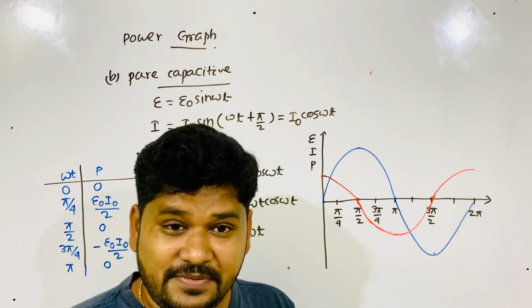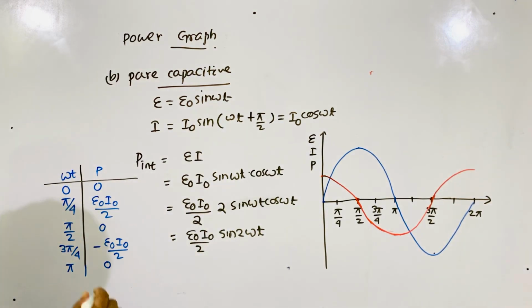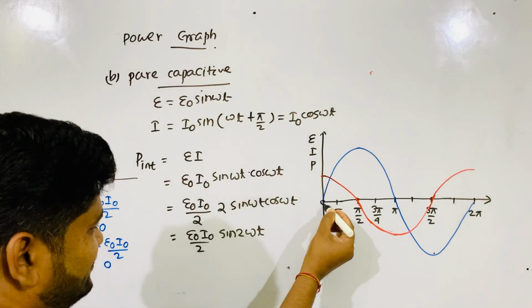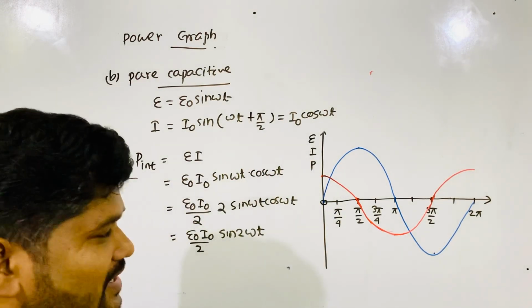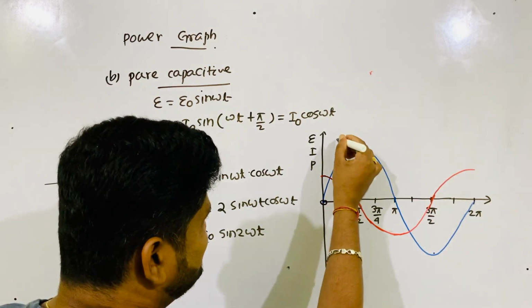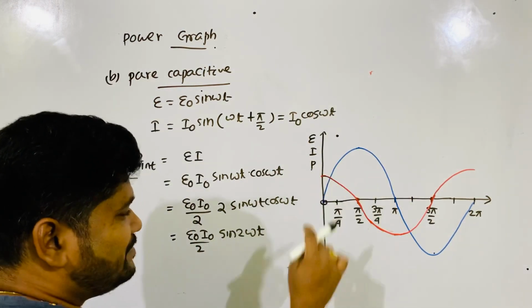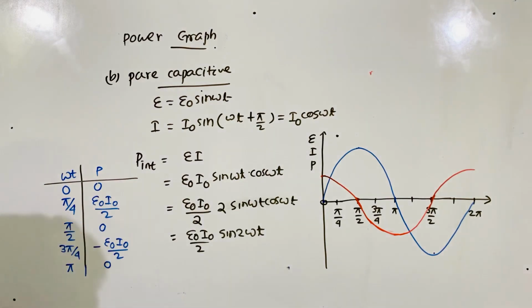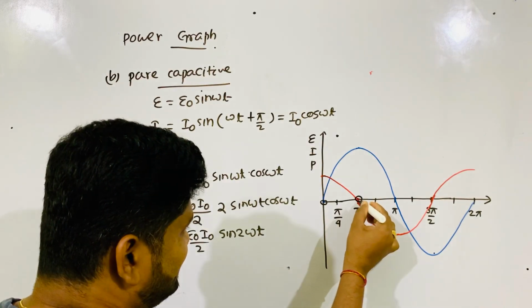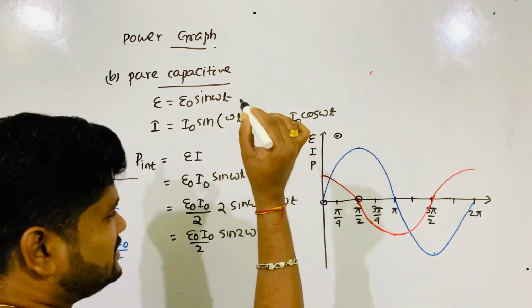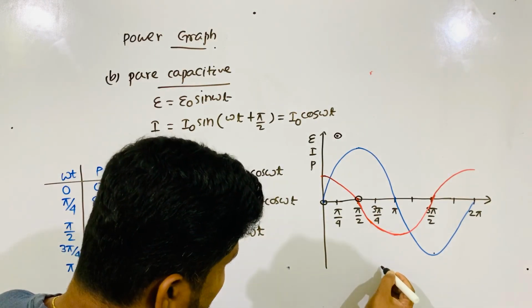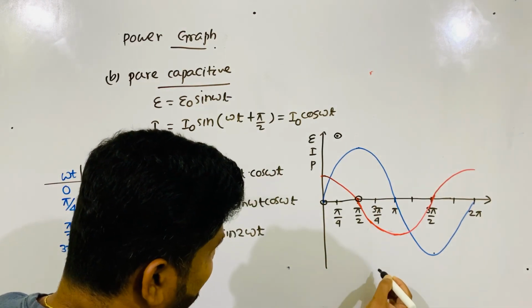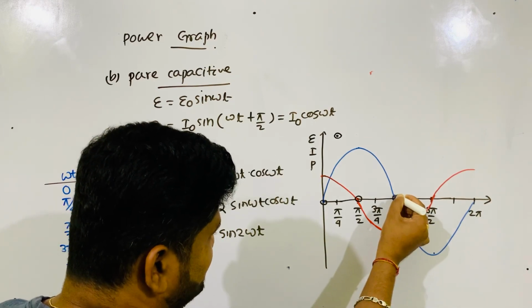Now we'll draw the power graph, which is the important one. See, 0, 0. Put the points. At pi by 4 it is maximum. At pi by 4 the power is maximum, E naught I naught by 2. Then at pi by 2 it's 0. Here power is 0. Here power is maximum. At 3 pi by 4, it's maximum but in negative. Maximum but negative. Again here 0.